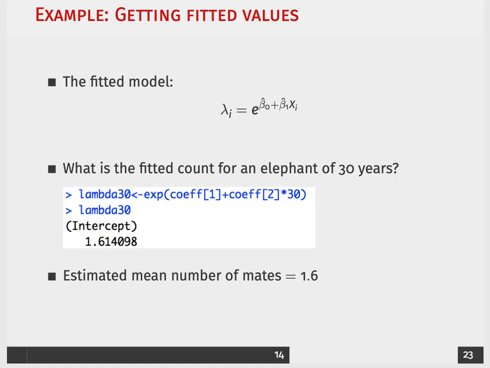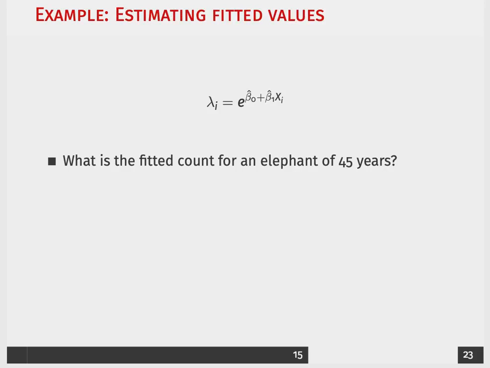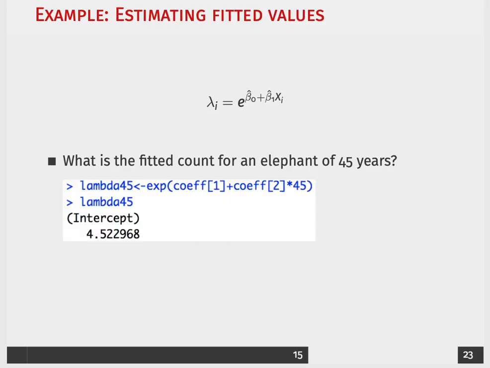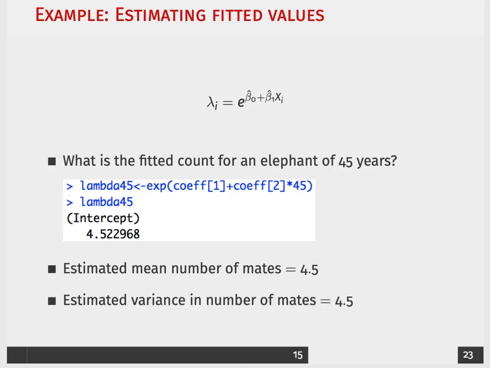What would be the variance? Well, if you said the estimated variance would be equal to the mean, which is equal to 1.6, then you would be correct. Let's do the exact same thing, but now for an elephant of age 45. So instead of 30, we're multiplying beta 1 by 45. Now, when we take the exponent of beta naught plus beta 1 times 45, we end up getting 4.5. So the estimated mean number of mates for an elephant who is 45 years old would be 4.5. The estimated variance would be equal to that as well.